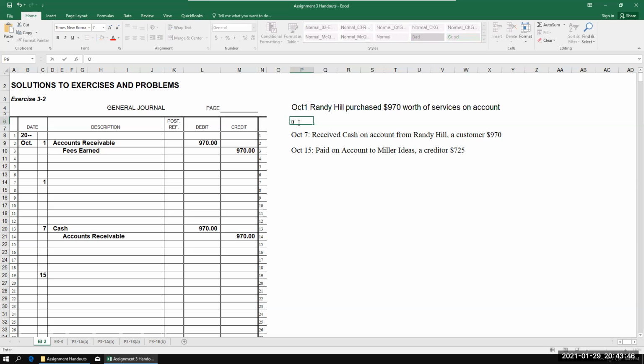So I'm just going to do another one from the first. I will increase the font on this. There we go. So October 1st, let's just say purchased supplies, because that's a pretty easy one to do. Purchase supplies on account from Miller Ideas, $725. Again, this is one I'm making up just to set up the transaction on the 15th.